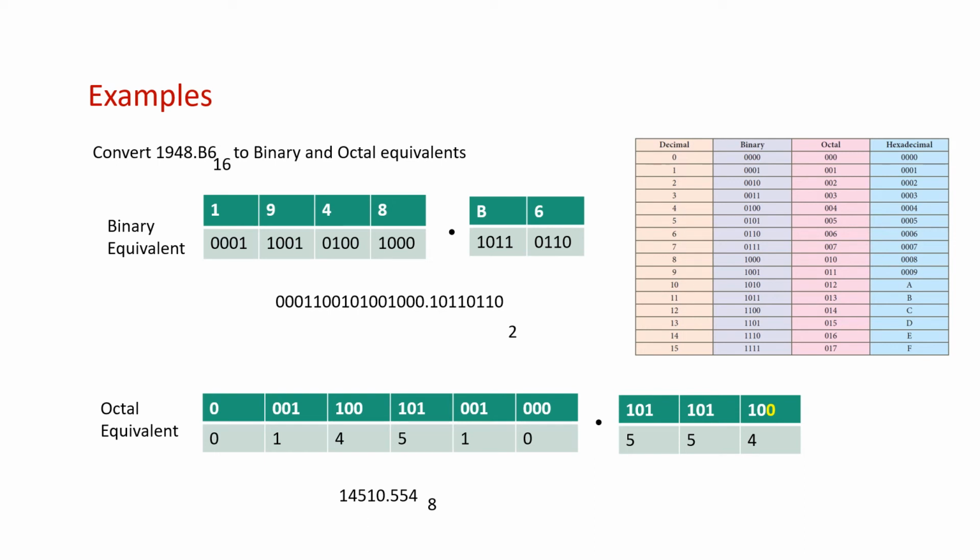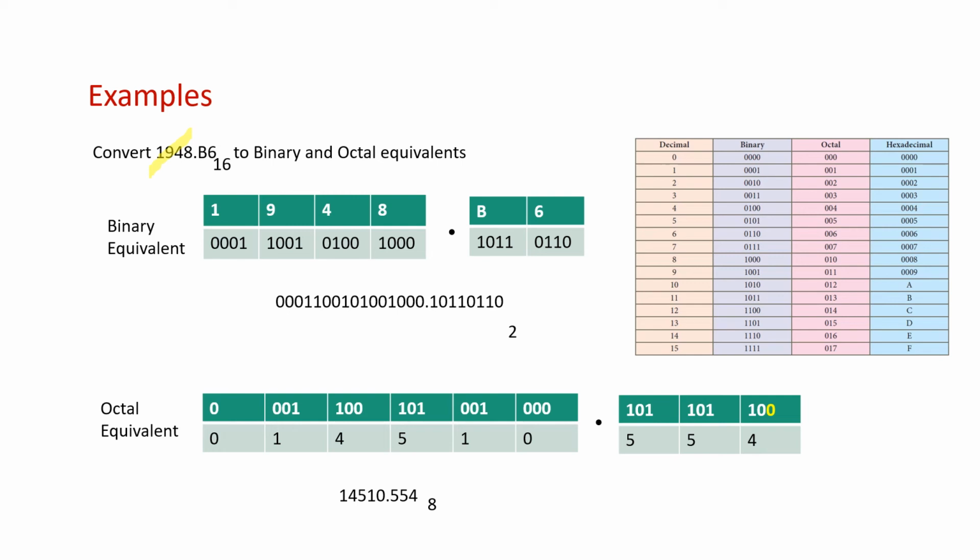Now let us look at the examples. In example 1, we are given a hexadecimal number and it has to be converted to binary and its octal equivalent. To do that, we first convert this hexadecimal number to its binary equivalent, and from that binary equivalent the octal equivalent can be easily obtained. So here we are going to write down the 4-bit binary equivalent for each hexadecimal digit given in the question. So 1948.B6.